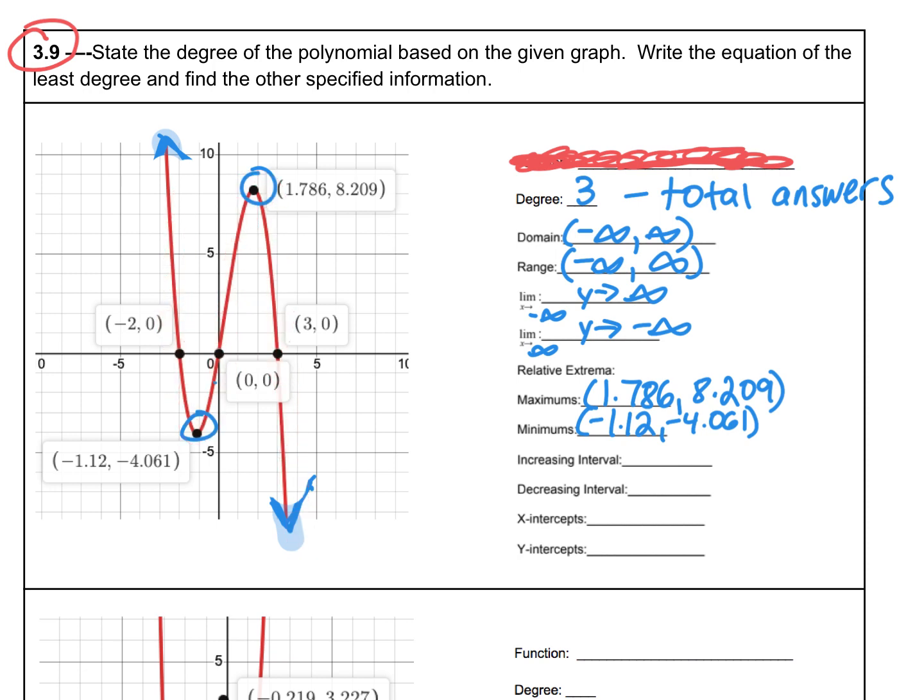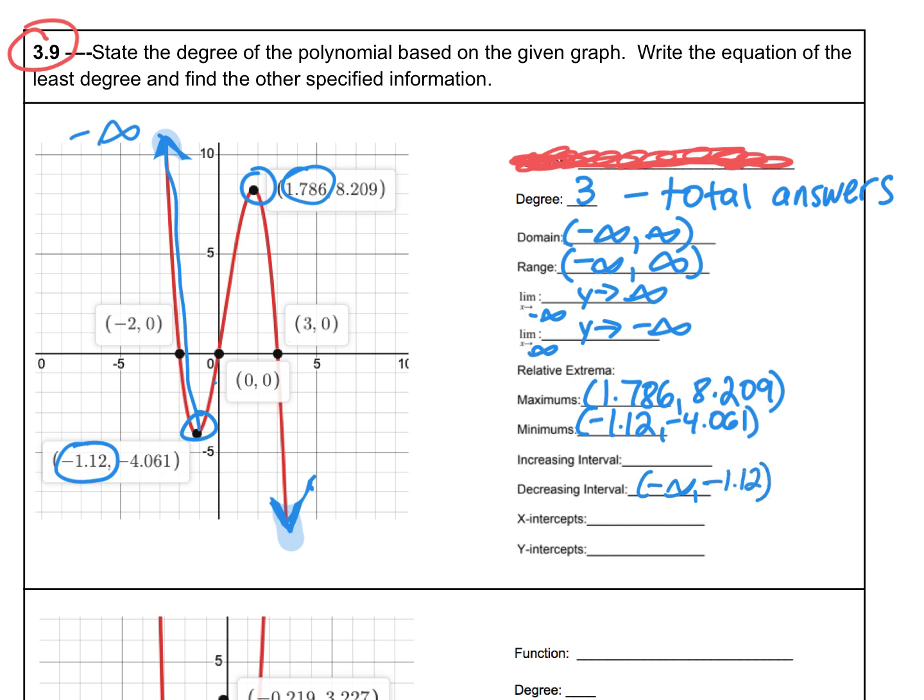Okay, so when I'm talking intervals and all of those points where I'm changing direction, I'm talking about right here, and that's it. Those are my only 2 direction points. Okay, so from negative infinity to negative 1.12, bam, I'm going down. So negative infinity to negative 1.12 is my first decreasing.